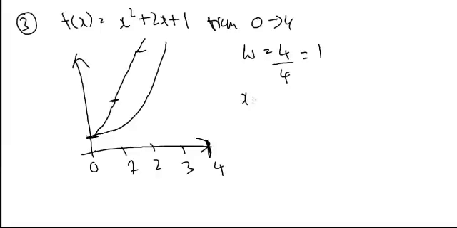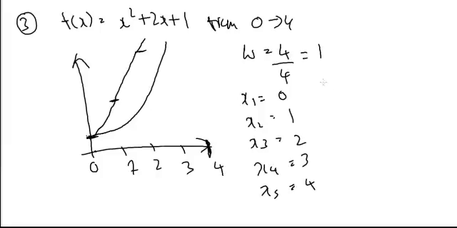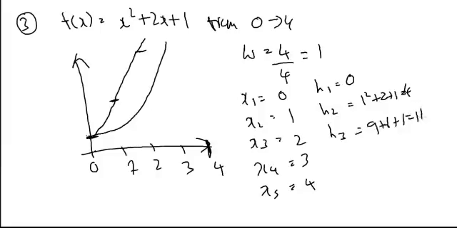So x1 is equal to 0. x3 is equal to 2. I suppose it would make more sense to call them x0 is equal to 0, but same difference. So h1 is equal to 0. Each one of these is going to equal x squared plus 2x plus 1. So h2 is 1 squared plus 2 plus 1, which is equal to 4. h3 is equal to 9 plus 6 plus 1, which is equal to 16. h4 is equal to 16 plus 8 plus 1, which is equal to 25.